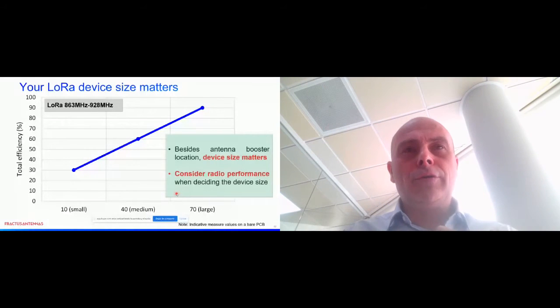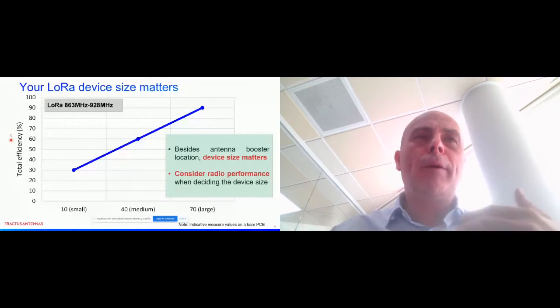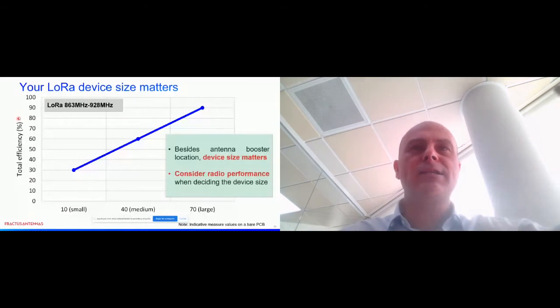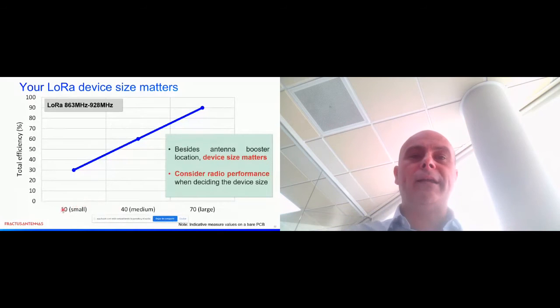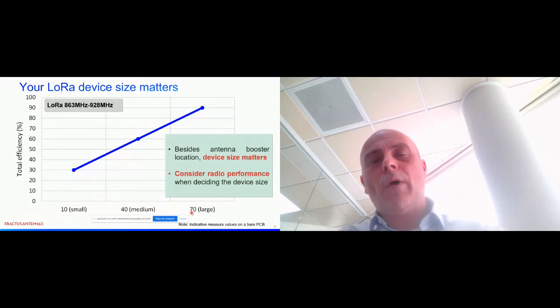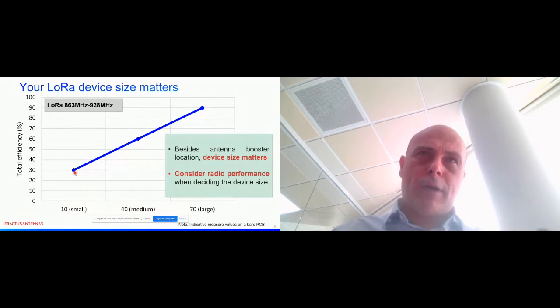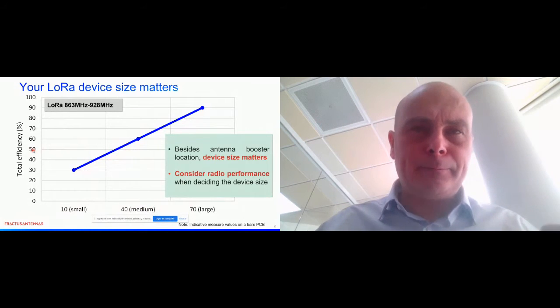This impacts a lot. So to give a flavor, in this plot we show the efficiency from 0 to 100%, which is the best case, versus PCB area, from a very small one, 10 centimeters square, to a large one. As you can see, as you go from a small PCB, a small device, to a larger device, the efficiency changes.